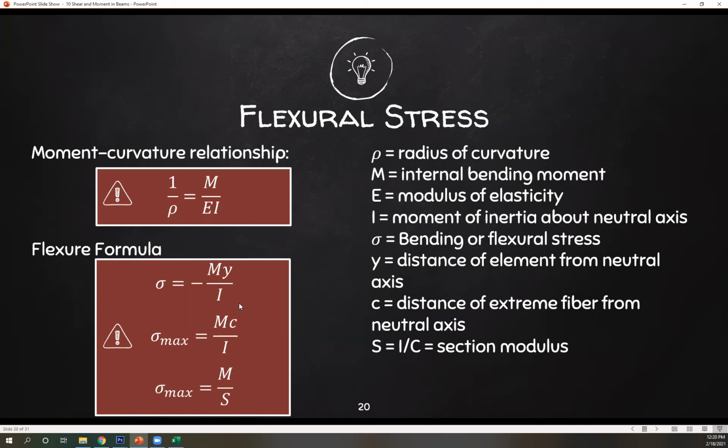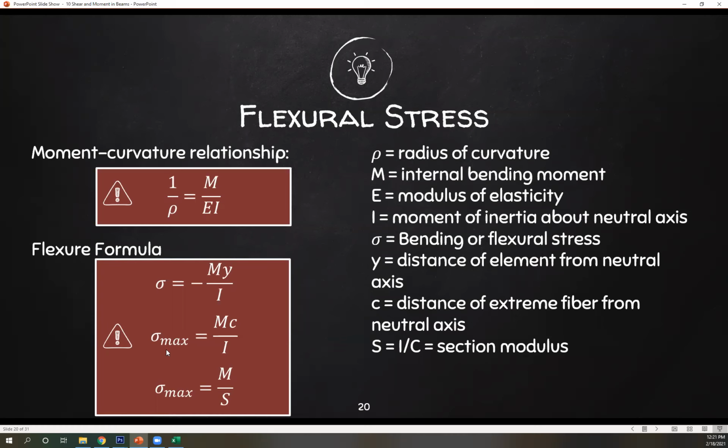Now, what we'll actually focus on are the following, your flexure formulas. First is sigma equals negative My over I, or just My over I, where M again is your internal bending moment. y is the distance of the element from the neutral axis. So later on, we'll see cross sections of your beams and their neutral axis. So y is just a distance from that neutral axis along your cross section.